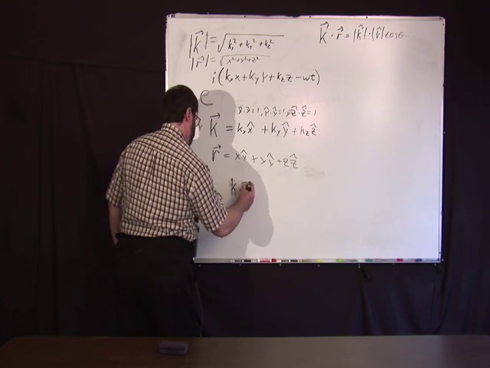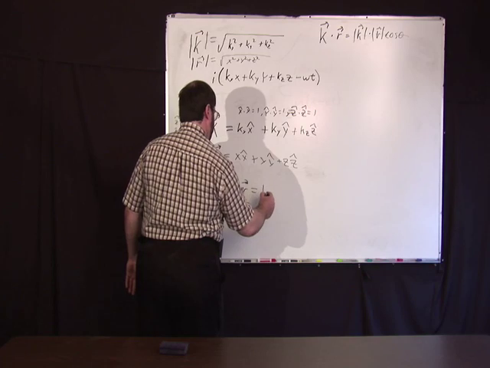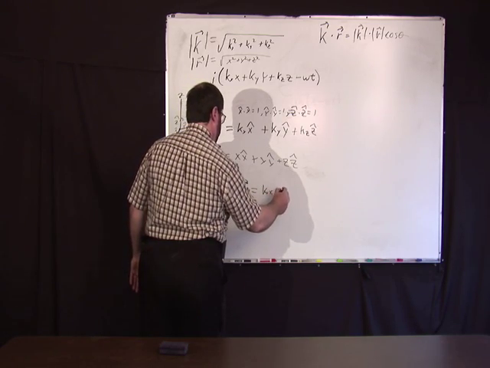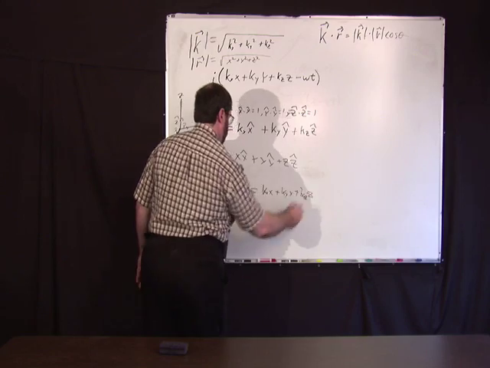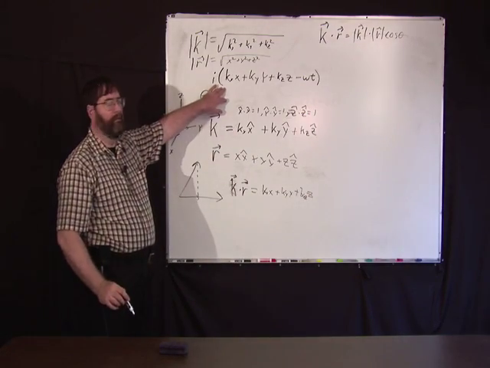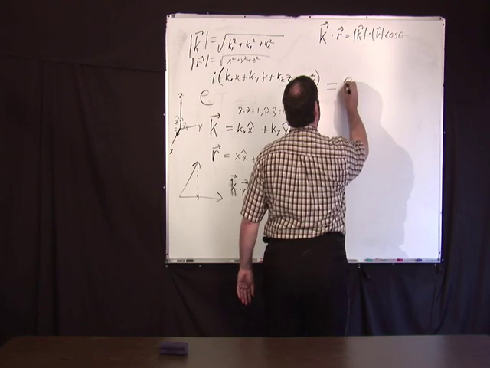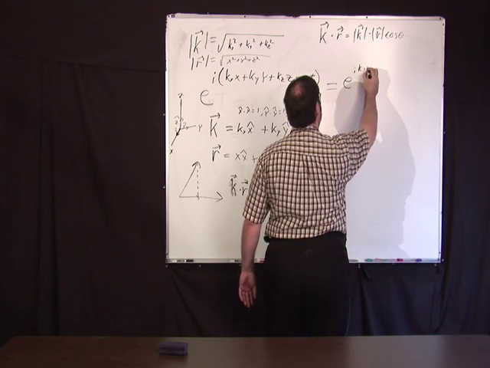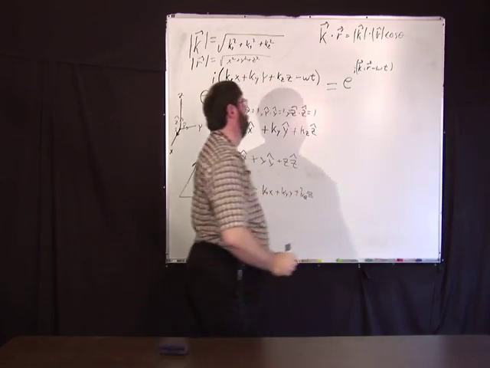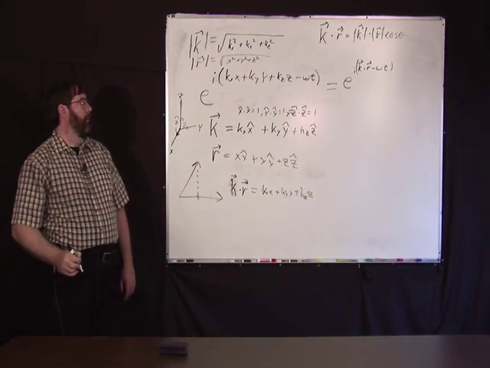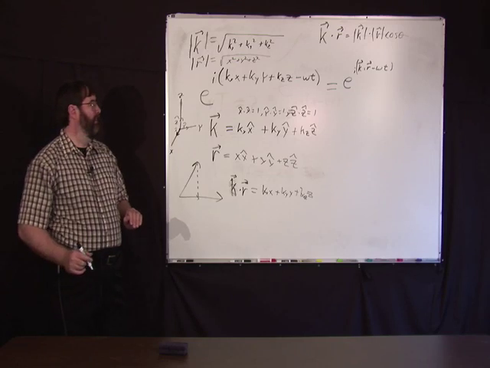k dot r equals kx x plus ky y plus kz z. Well, hey, that's this thing. So we can say, well, the general plane wave looks like this: e to the i (k dot r minus omega t). Okay. We'll see why that's useful, hopefully next week.